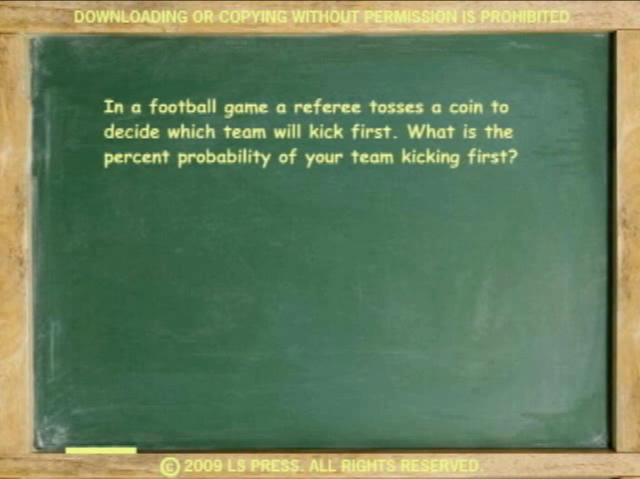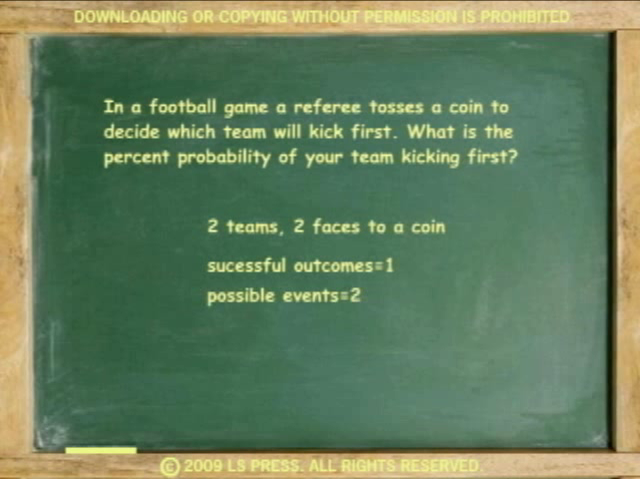For example, in a football game, a referee tosses a coin to decide which team will kick first. What is the percent probability of your team kicking first? 2 teams, 2 faces to a coin. Number of successful outcomes, 1. Number of possible events, 2. Probability is P, which equals 1 out of 2, or 0.5, or 50%.